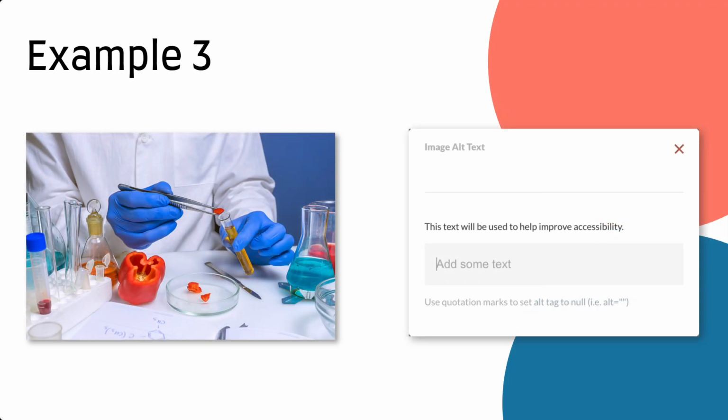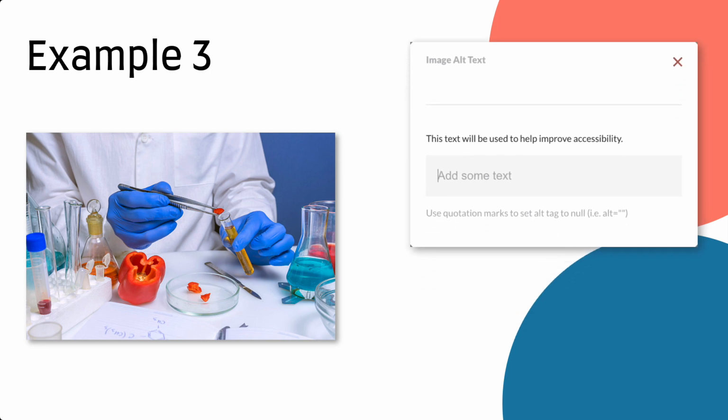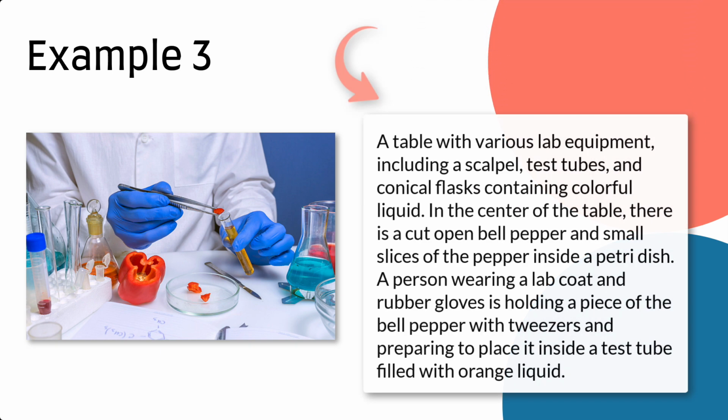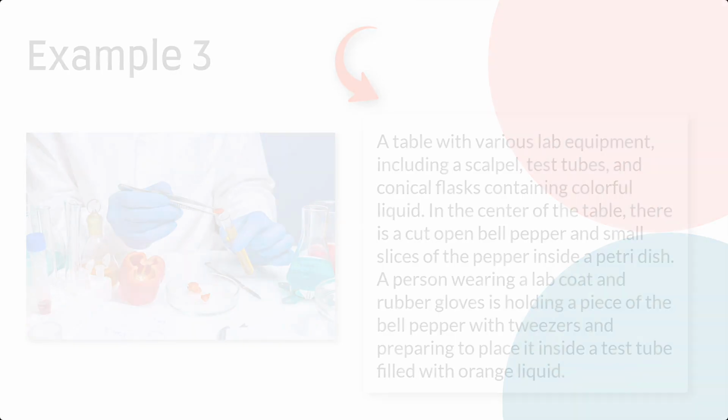One more example, this time with a more complex image. In this case, the alt text needs to include detailed description to fully convey the image. So it might sound like this. "A table with various lab equipment, including a scalpel, test tubes, and conical flasks containing colorful liquid. In the center of the table, there is a cut open bell pepper and small slices of the pepper inside a petri dish. A person wearing a lab coat and rubber gloves is holding a piece of the bell pepper with tweezers and preparing to place it inside a test tube filled with orange liquid."